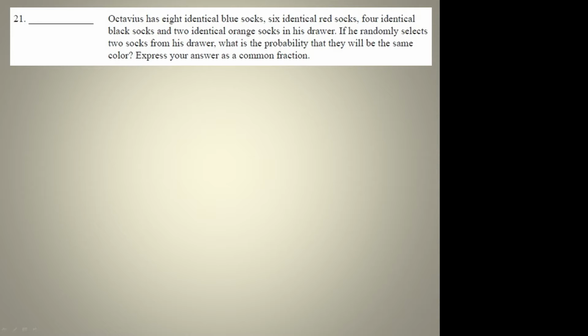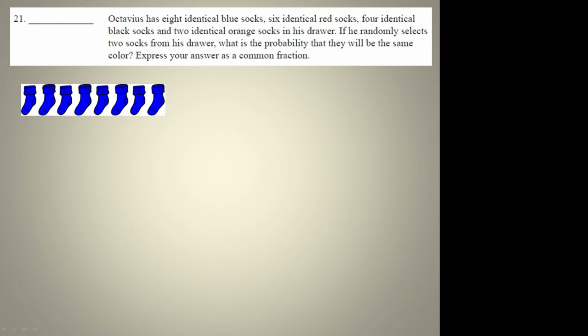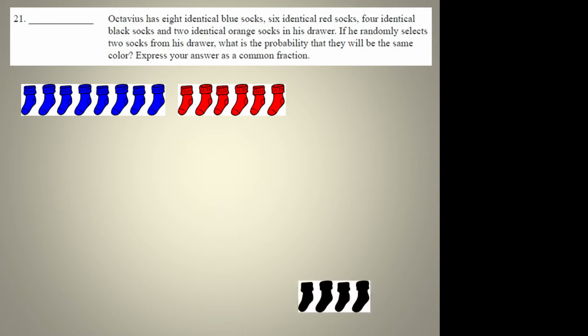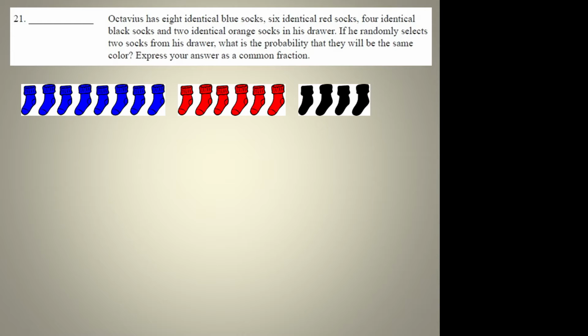Okay, you think about it. You figure out how many socks there are. You have 8 blue socks, 6 red socks, 4 black socks, 2 orange socks. Added together, the total will be 20. So he randomly selects 2 socks from his drawer.